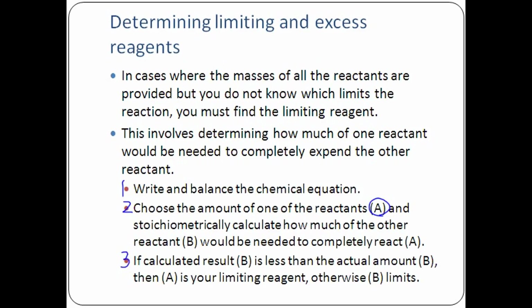Just do the comparison. If the calculated result of B is less than the actual amount of B, then A is your limiting reagent. If the calculated result of B is more than the actual amount of B, then B is the limiting reagent. And so if we were to think of this in terms of elements instead of brownies, it would be sort of like this.